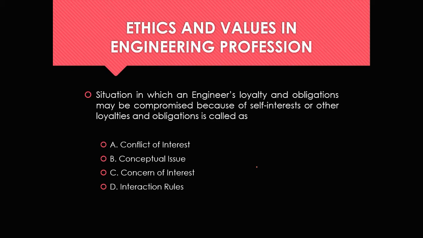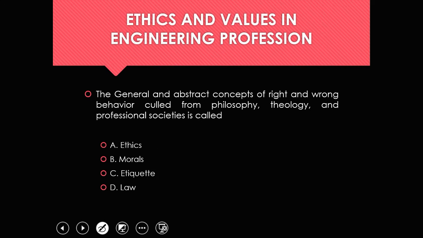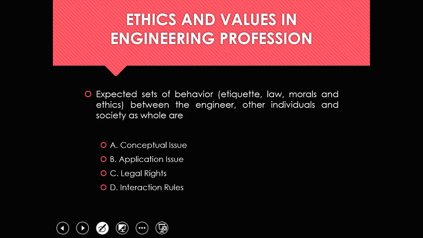Now, first question is: a situation in which an engineer's loyalty and obligations may be compromised because of self-interest or other loyalties and obligations is called conflict of interest. Let's move ahead. General and abstract concepts of right and wrong behavior culled from philosophy, theology, and professional societies is called ethics. Expected sets of behavior, etiquette, laws between the engineer and the individual is known as interaction rules, since we are interacting, therefore interaction rules.